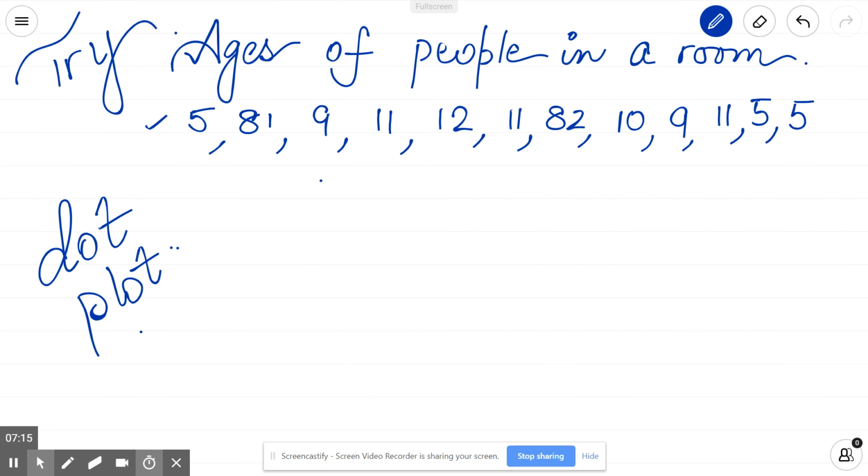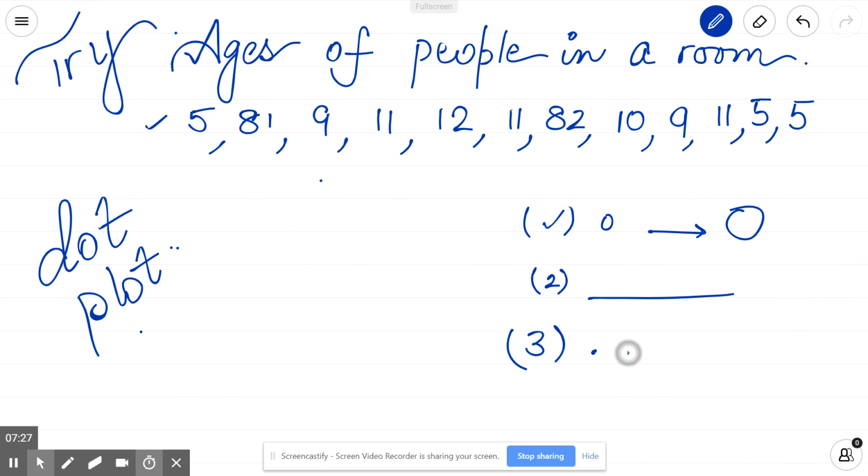In this video, we talked about dot plot and the steps that we need to follow. Remember, the steps are, first you have to arrange your data in increasing order. Then you draw a number line, and then you start putting your dots.